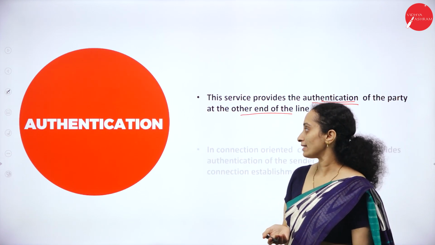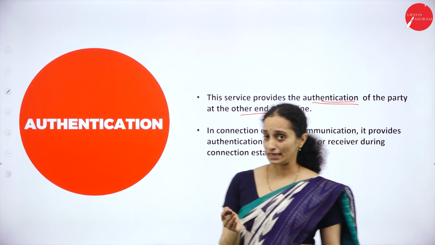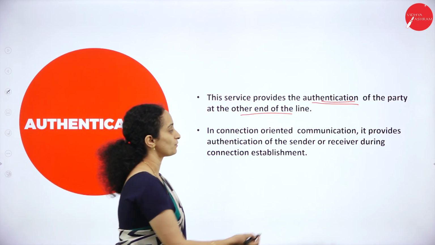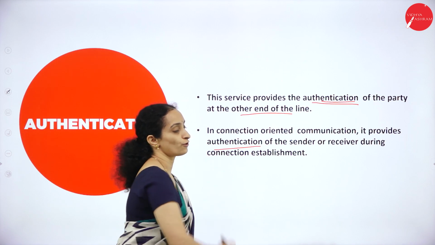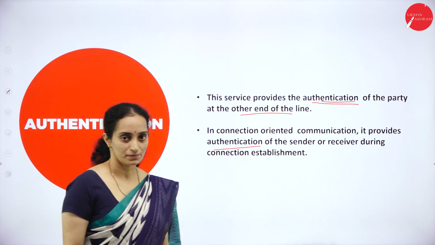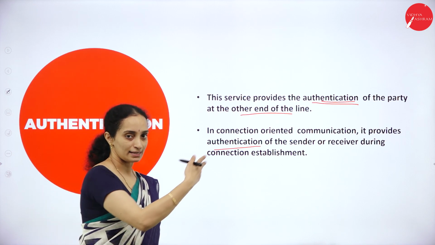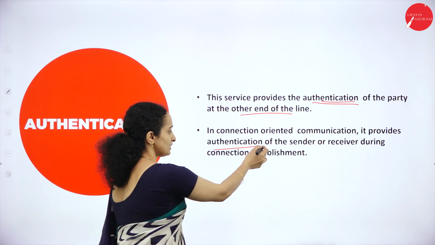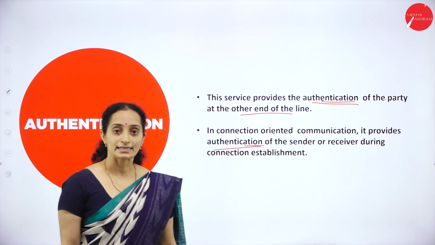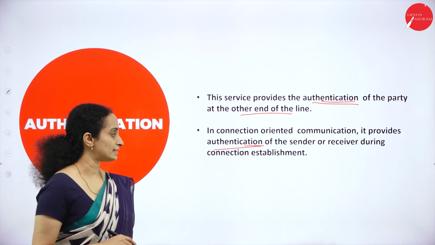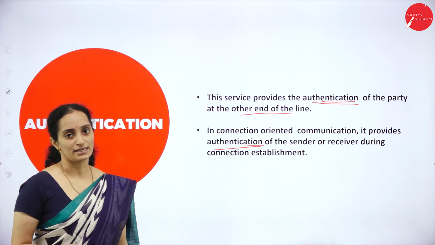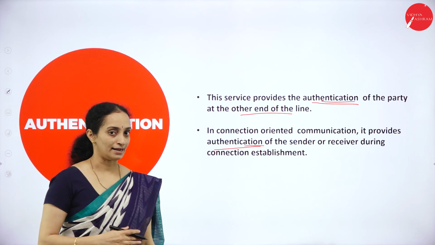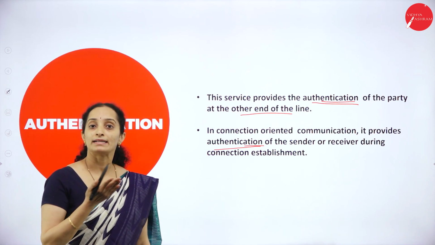So this is another service provided. What happens in communication when it is connection oriented? When it is connection oriented, it provides authentication of the sender or receiver. There will be a determined sender as well as a determined receiver in connection oriented communication. So this service provides the authentication of the sender or the receiver. This is in case of connection oriented. What happens in connectionless? There will be a determined sender, but there will be no determined receiver.